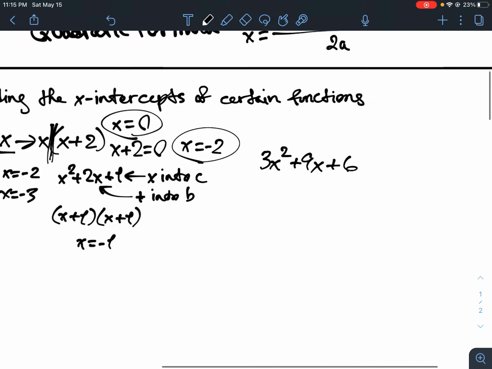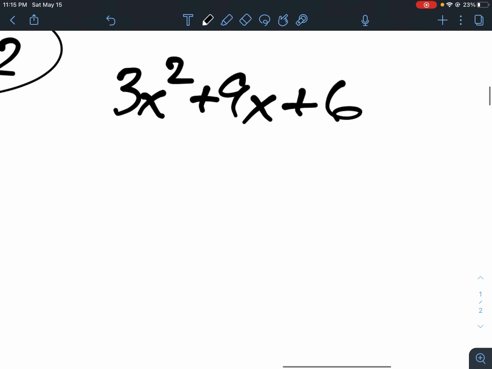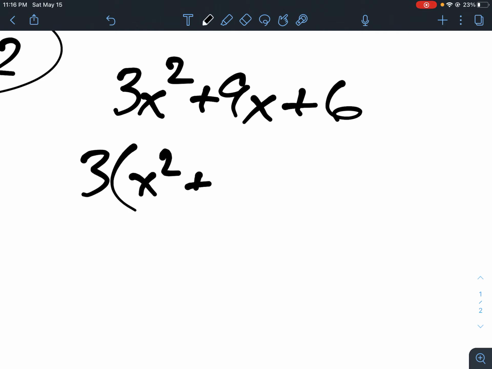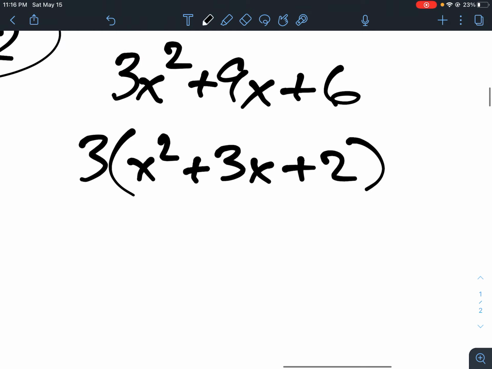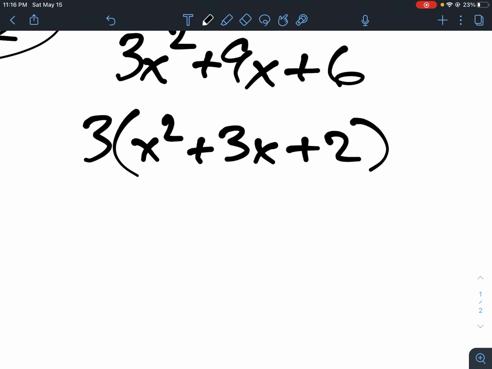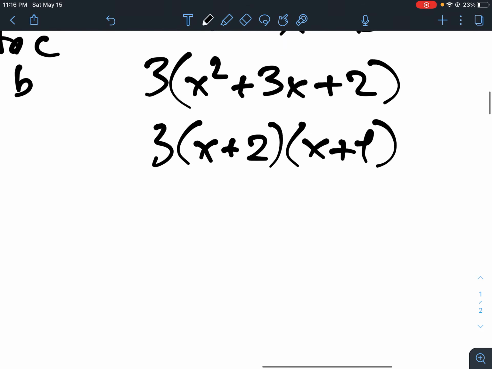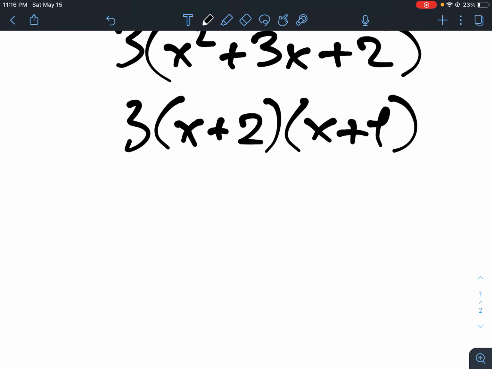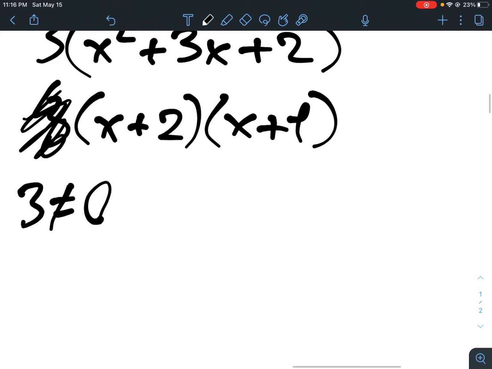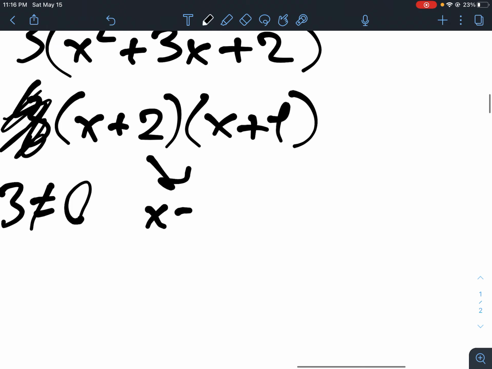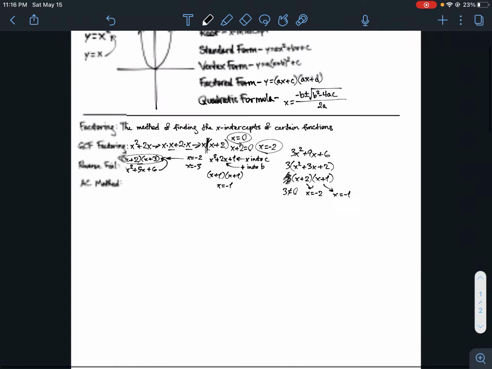You can use AC method, but we can also combine GCF and reverse FOIL, where we first factor out 3, which will give us 3 parentheses x squared plus 3x plus 2, which we further factor into x plus 2 and x plus 1. And then you might be wondering, what do we do with the 3? You just get rid of it. You scrap it because 3 does not equal 0, so 3 cannot be a root, while the roots are negative 2 and negative 1.